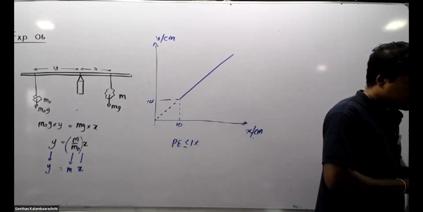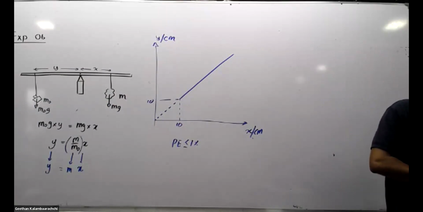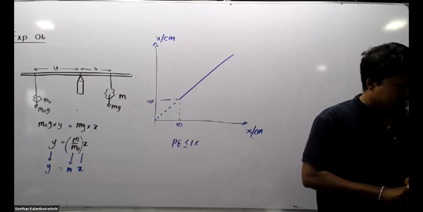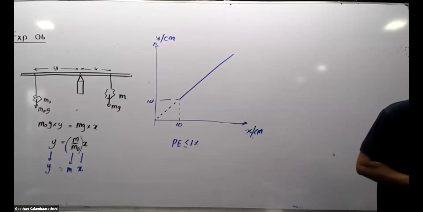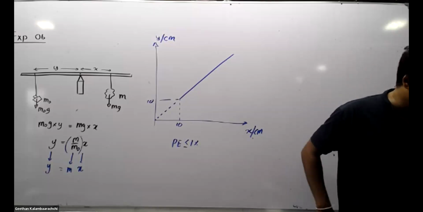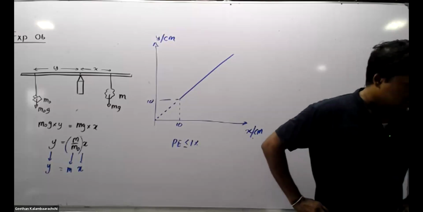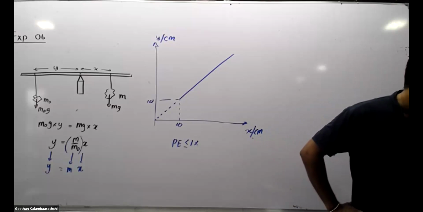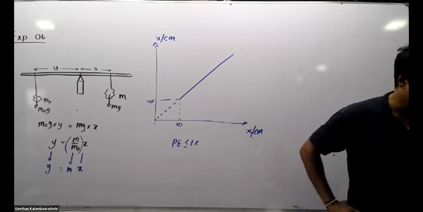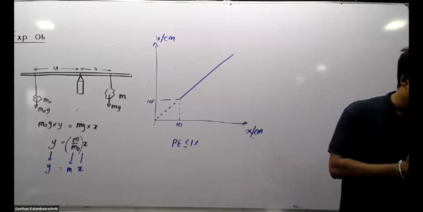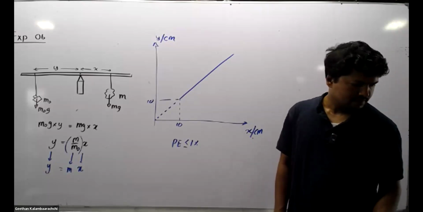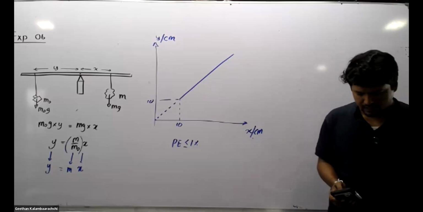Second point: drawing the graph instead of using one set of readings can minimize the percentage error of the final value obtained.